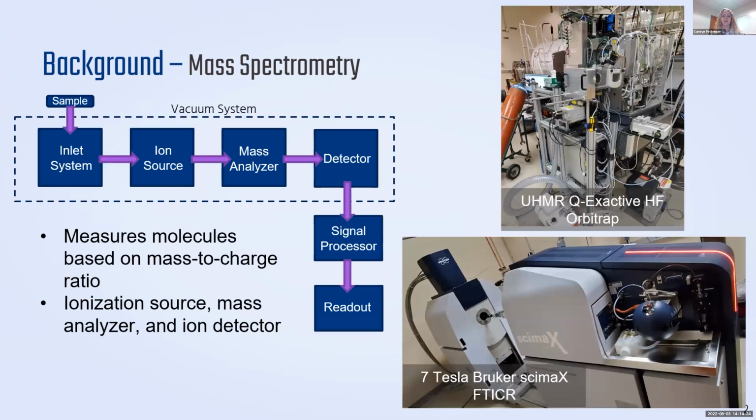So first off, to give a little bit of background on mass spectrometry. Mass spectrometry is a type of analytical technique that is used to measure molecules based on their mass to charge ratio. And most instruments usually consist of three main parts. There's the ionization source, the mass analyzer, and the ion detector. And you can see over here on the left is a simple diagram of what most of them look like. And then also on the right side, there are two of the instruments at our lab. There's the UHMR and then the CIMAX. And we collected most of our data on the CIMAX.